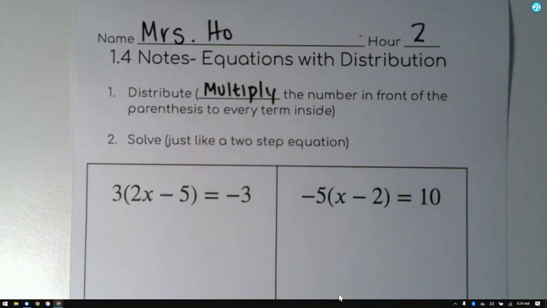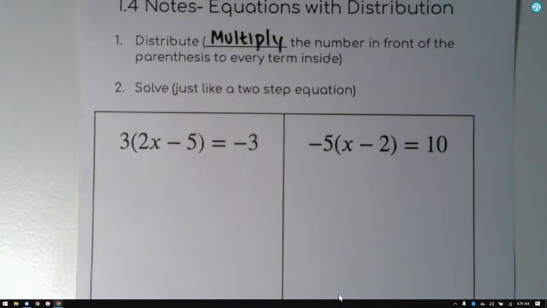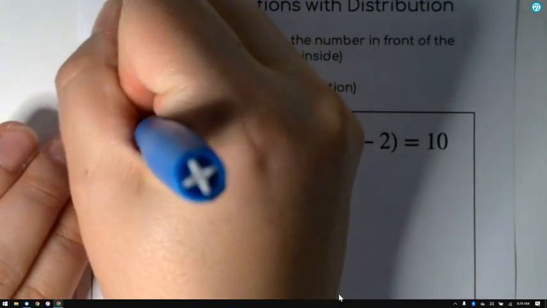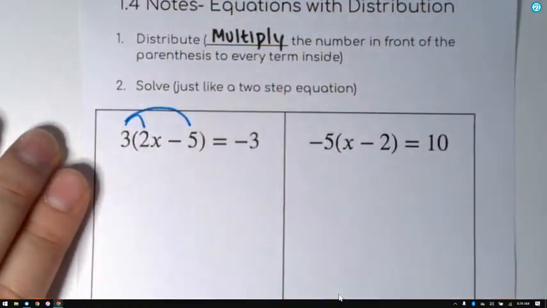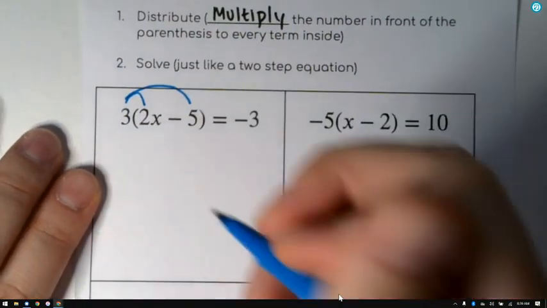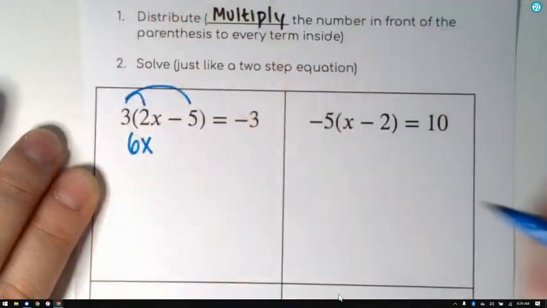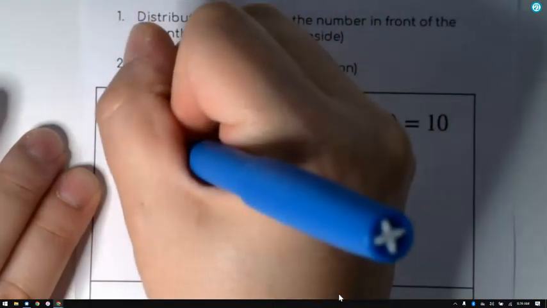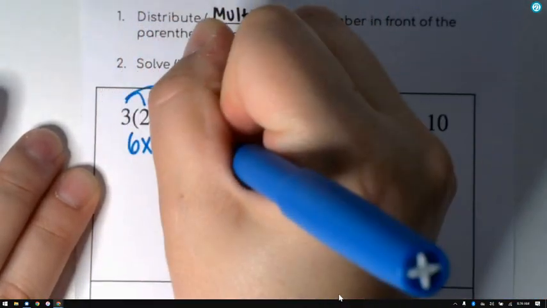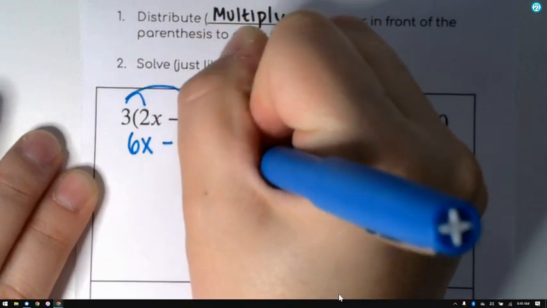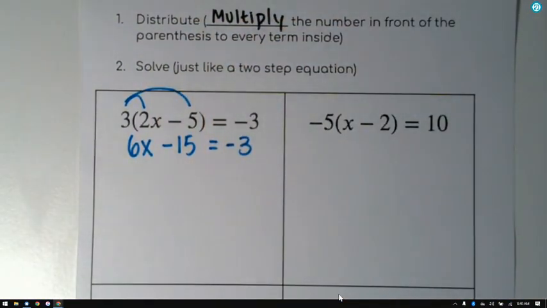3 times 2x minus 5 equals negative 3. So we'll start by distributing. 3 to this 2x, 3 to this negative 5. 3 times 2x is 6x. 3 times negative 5 is negative 15. And then we're still equal to negative 3. You only distribute to the things inside the parentheses. You do not distribute to the things that are outside the parentheses or the things that are on the other side of the equal sign.